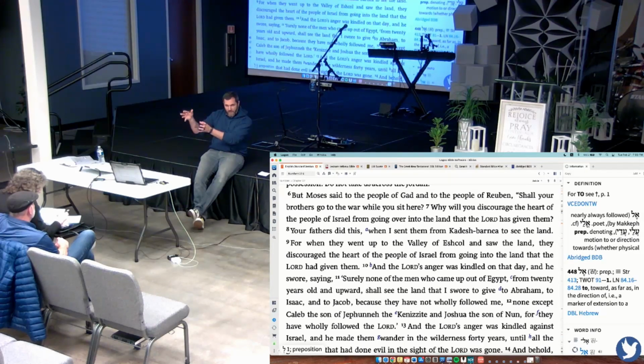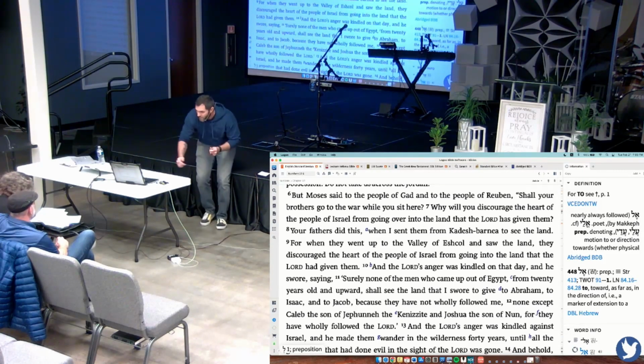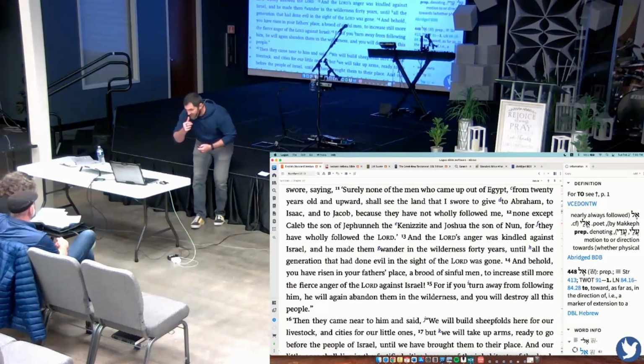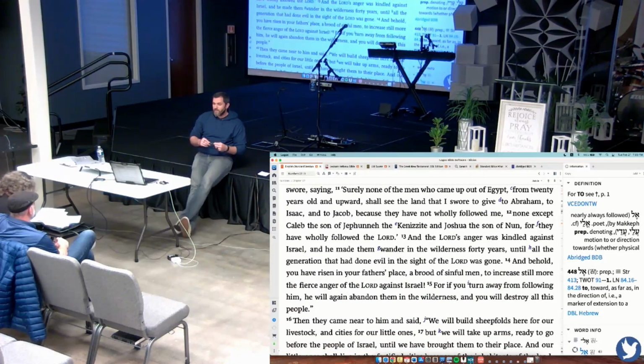So what is Moses comparing the actions of Reuben and Gad to? He's comparing it to the 10 spies who went up into the land and came back, they gave a bad report and discouraged the people. And Moses says in verse 13, because of all these things, Yahweh's anger was kindled against Israel, and he made them wander in the wilderness for 40 years.